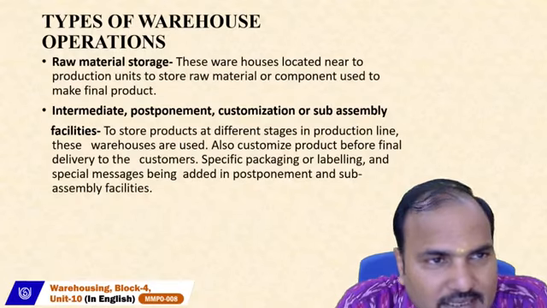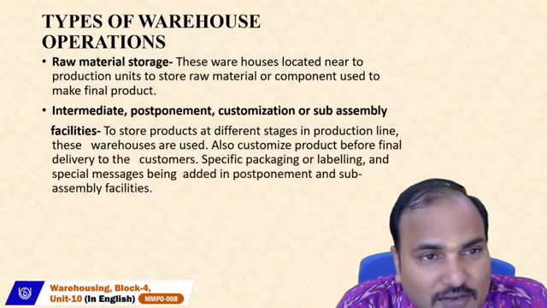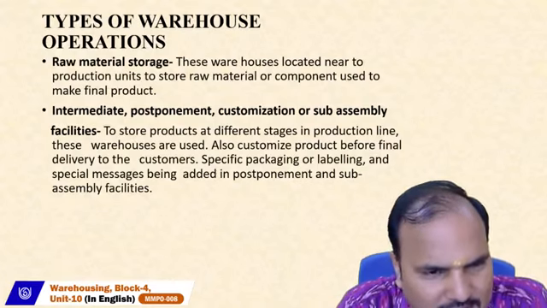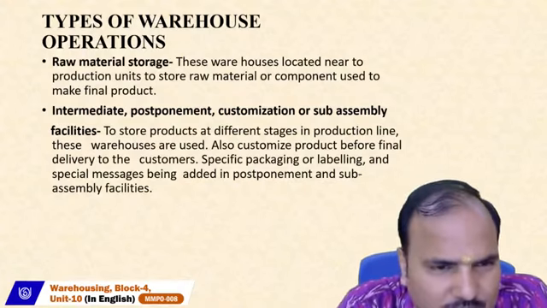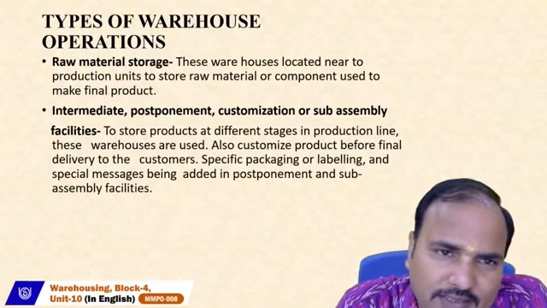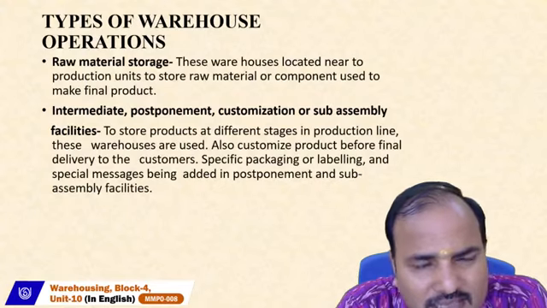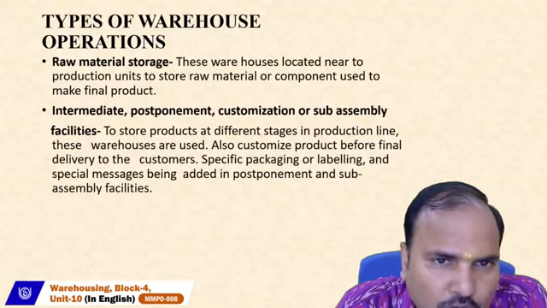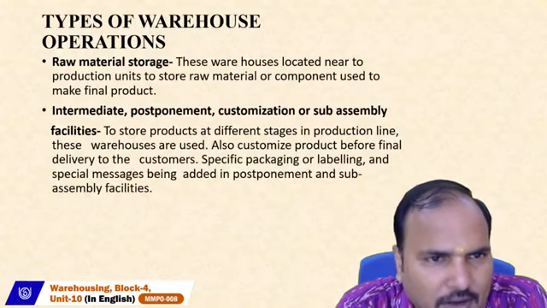Now, we'll discuss the types of warehouse operation. What are the types of warehousing operation? Different types of warehouse we know; centralized and decentralized we already discussed. But what are the types of warehouse operation? One important type is raw material storage. These warehouses are located near production units to store raw material or components used to make the final product.